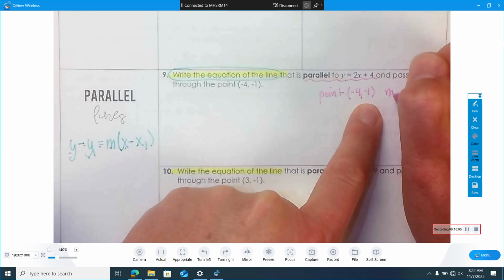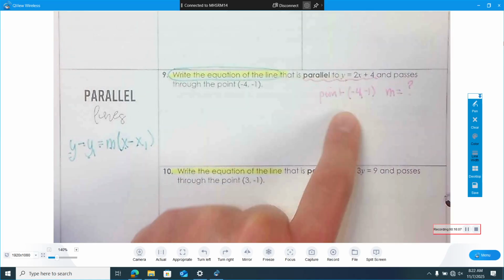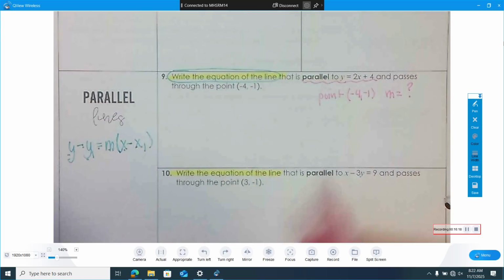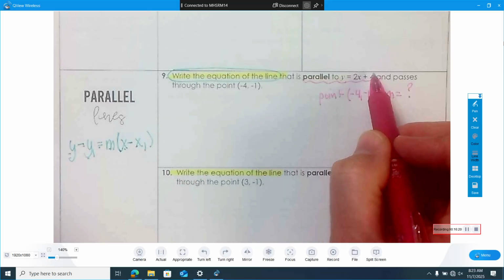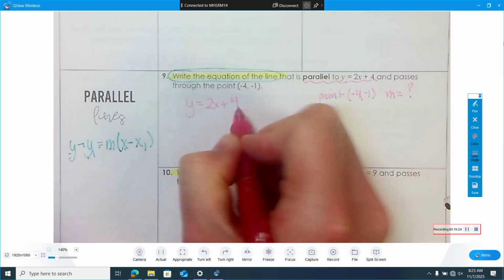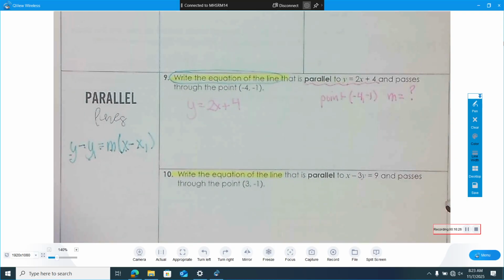I need this slope, okay? And so we have a point. We need to figure out the slope. Well, what are we going to use to figure out the slope of the line we want? Yeah, they gave us information here. We have this line, y equals 2x plus 4, and we want our line to be parallel to it.